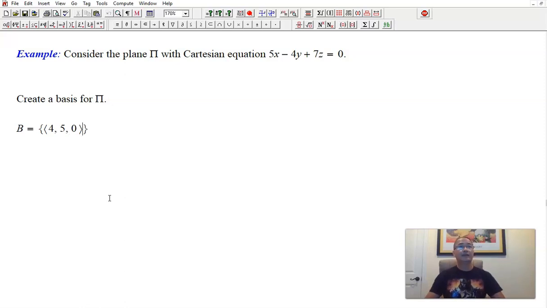We need a second vector which is not parallel to our first vector. So how about this time, let us make x 0. How about that?